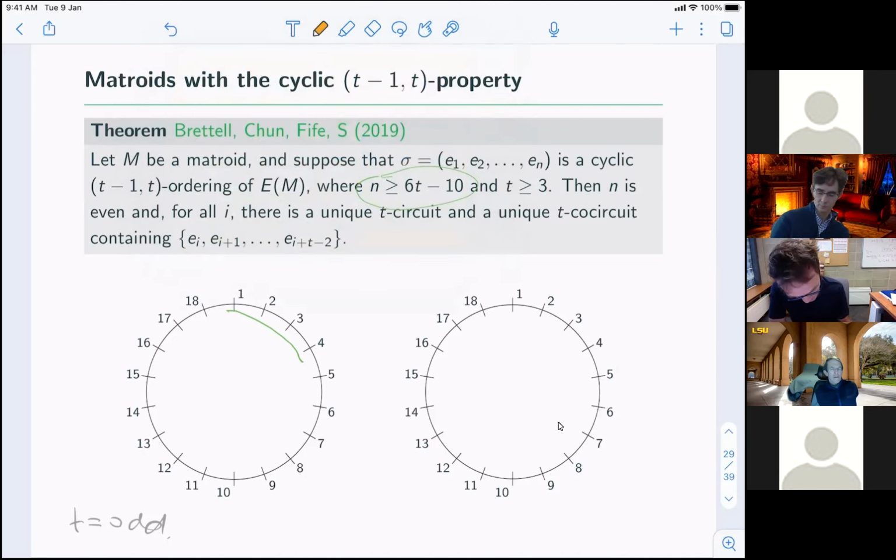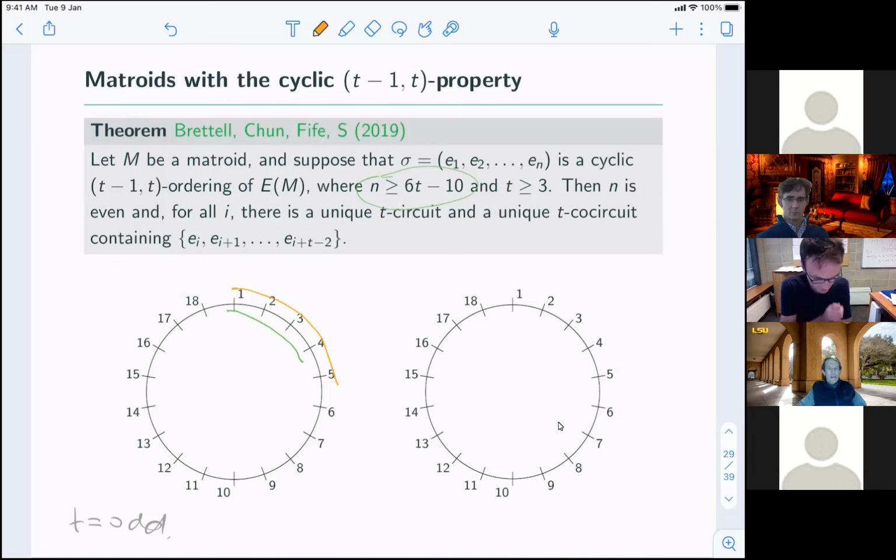if I look at the next consecutive 5, take the 4 plus 1, that's either a T circuit or a T co-circuit, but it can't be both. T is odd, so it can't be both. So if you go back to the wheel and the whirl, if I go forward 1, that was either a circuit or a 3 co-circuit, but it can't be both. That's the first thing.